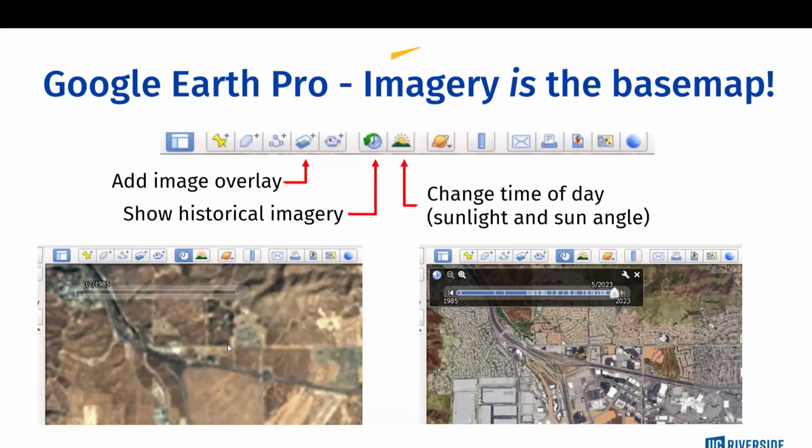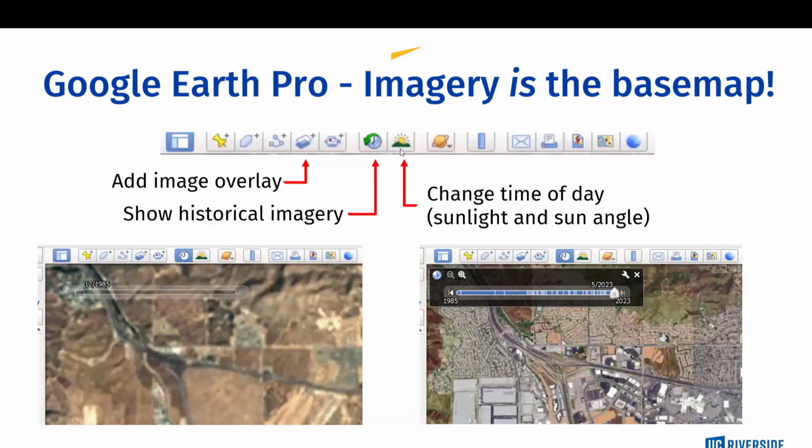This icon with the backwards arrow over the clock is where you get to access the slider bar that shows you all the different vintages of imagery that you can be looking at. In this case, what I've done is take the same location in Moreno Valley, which is just south of our campus. This is an image from 1985, same place in 2023. I think you can see there has been a lot of change over time. So that's really super helpful.